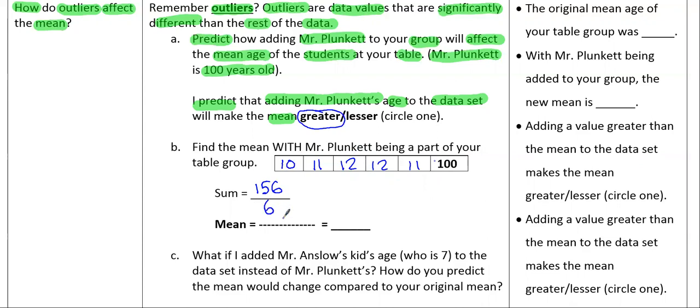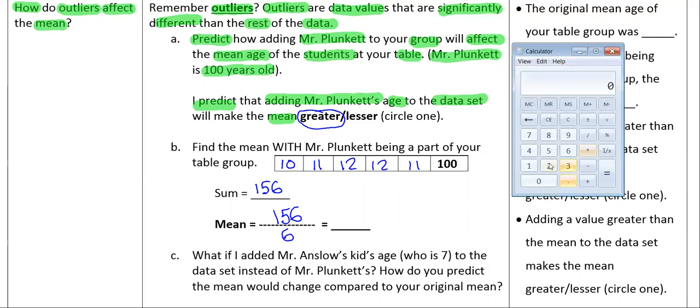Now I can predict, oh wait, that's just the sum. Whoops, I meant to do that here. The mean is 156, the sum, divided by 6. I can predict about what this is going to be, right? It's going to be, I don't know, 25-ish. But what we're going to do is use a calculator and be a little more precise. So 156 divided by 6, and I got 26. So I got lucky. I got a round whole number, right? 26. So were we right?